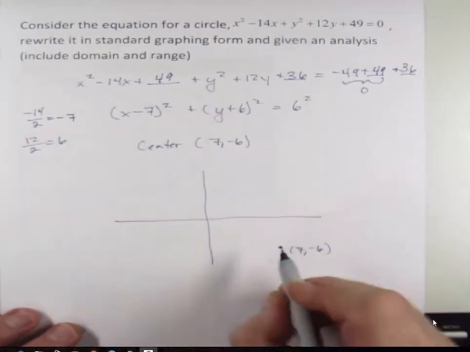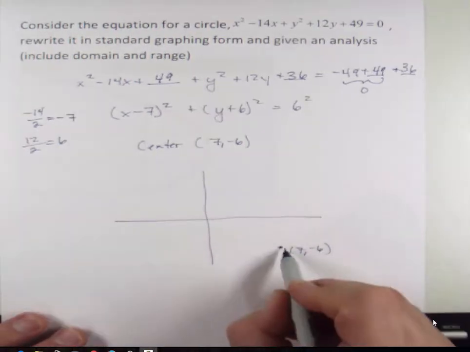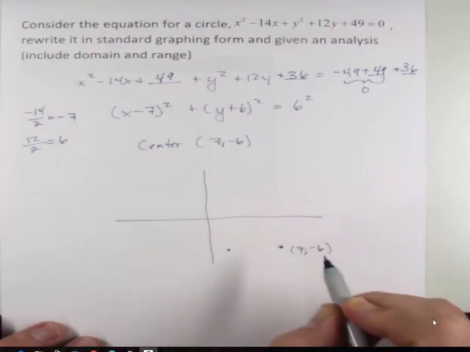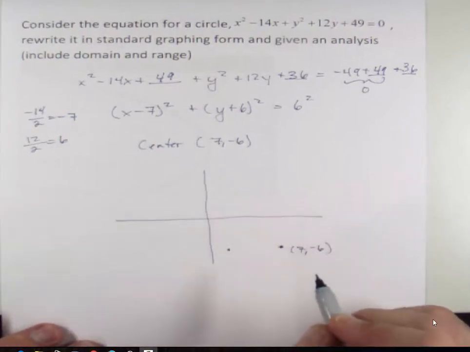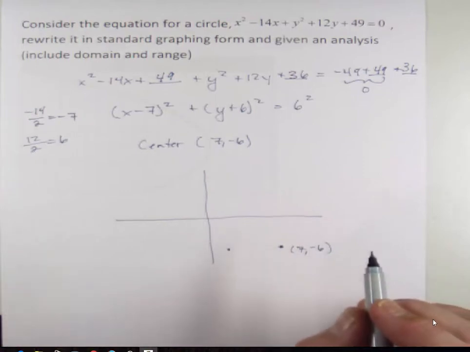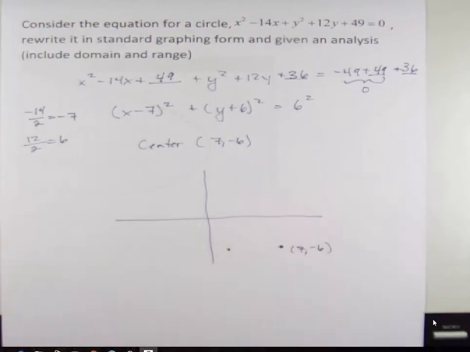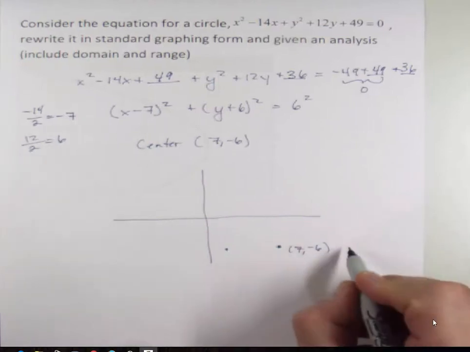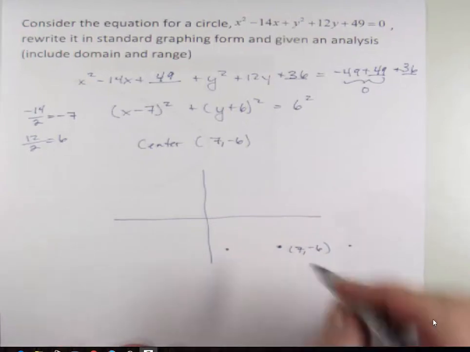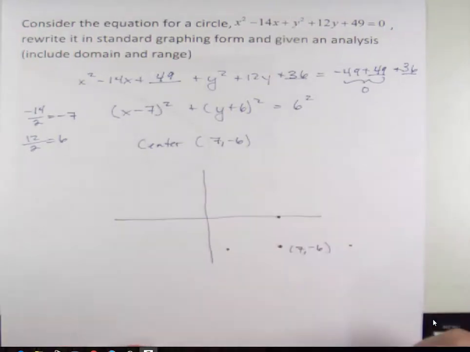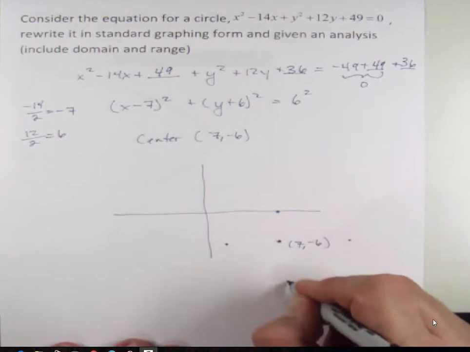Now, for my domain, I would go 6 left and 6 right. So if I go 6 left, I think 7 minus 6 is 1. And that was the big problem, because people were subtracting 36 or adding 36 because they squared it. I think if I go right 6, 7 plus 6 is 13. There are two vertices, so to speak. I go 6 up, I'm going to be at 0. I go 6 down, I'm going to be at -12.